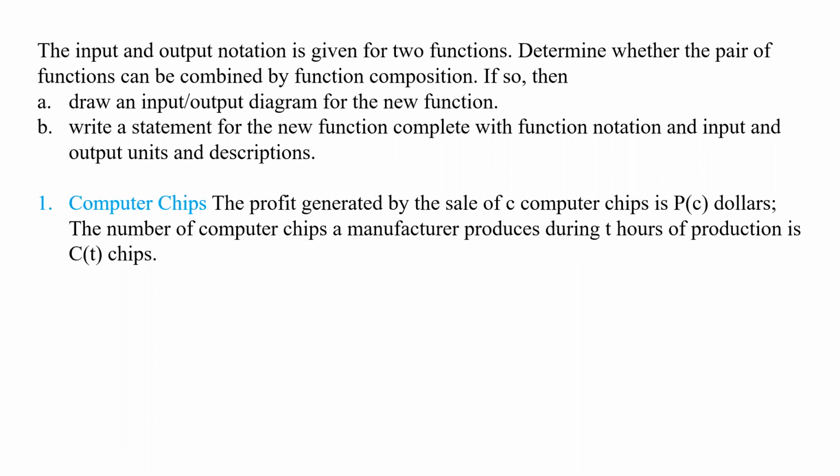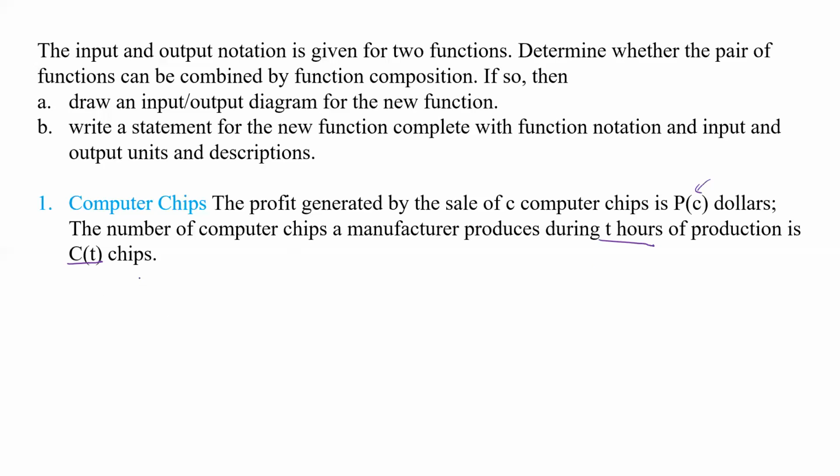All right, so the first one is computer chips. It says the profit generated by the sale of C computer chips is P of C. The number of computer chips a manufacturer produces during T hours of production is C of T. Well, how is that going to work? It looks like we're going to put in T hours and produce C of T chips. Then those C of T chips, we're going to sell. And so we can plug that C into here and we're going to get our profit. So it looks like everything will work.